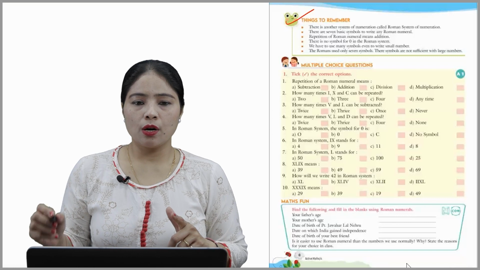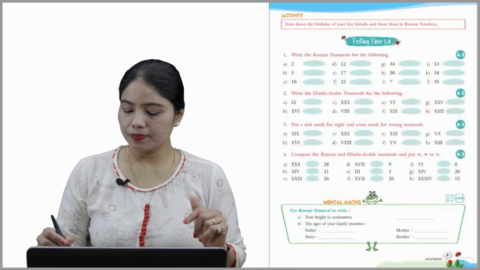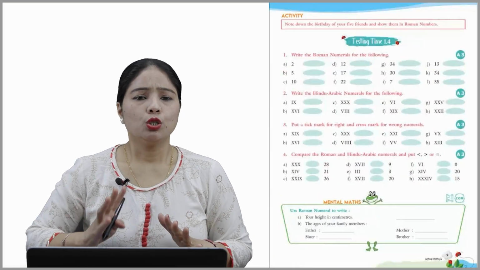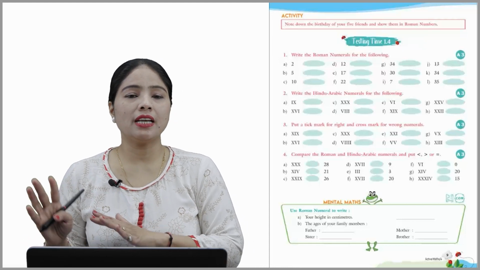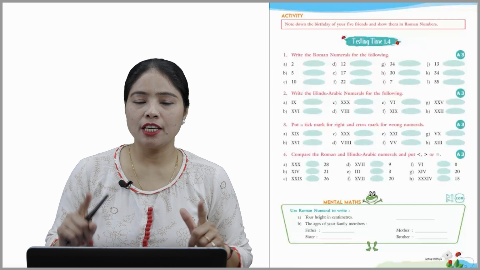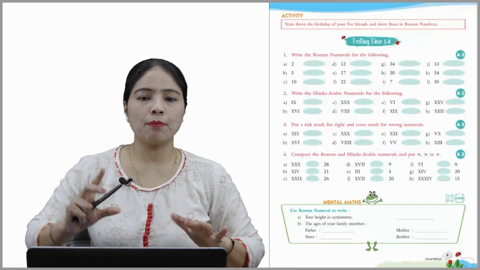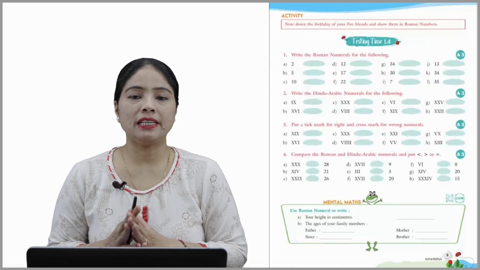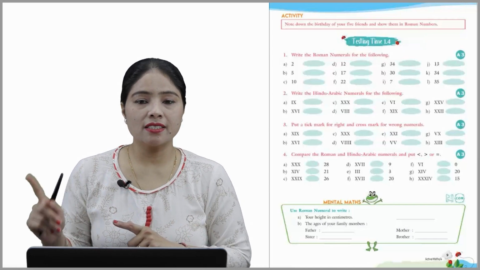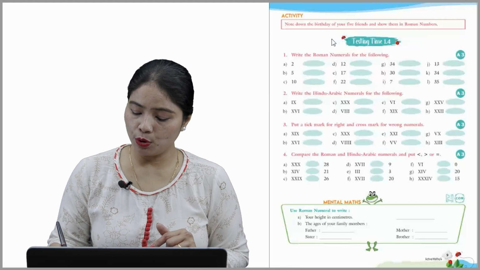Okay. So now next. Activity. Note down the birthdays of your 5 friends and show them in Roman numbers. So this is the activity beta. You have to complete it on your own. Okay. आप अपने friends के birthday आप किस में लिखेंगे? Roman numbers में लिखेंगे. Now just see the texting time 1.4.